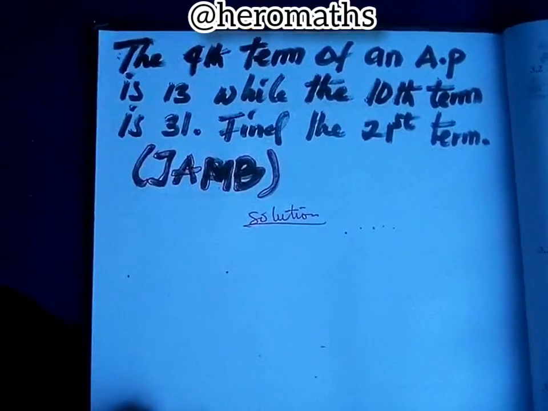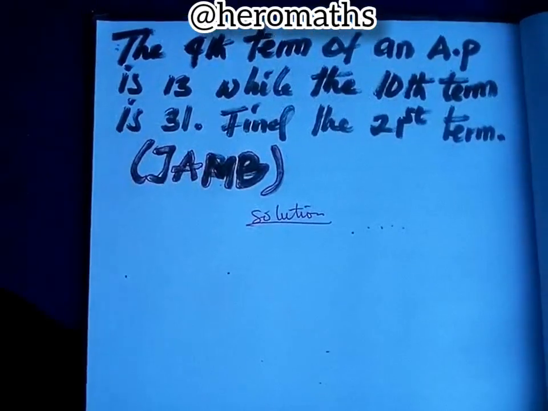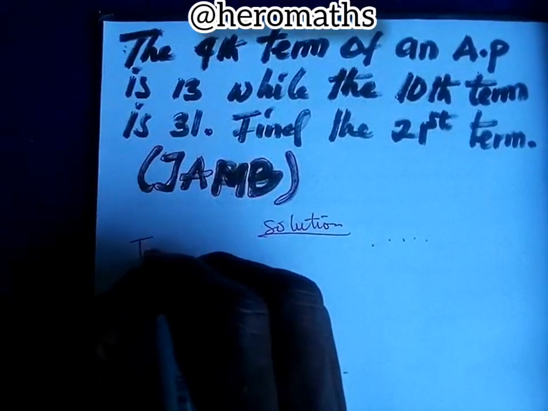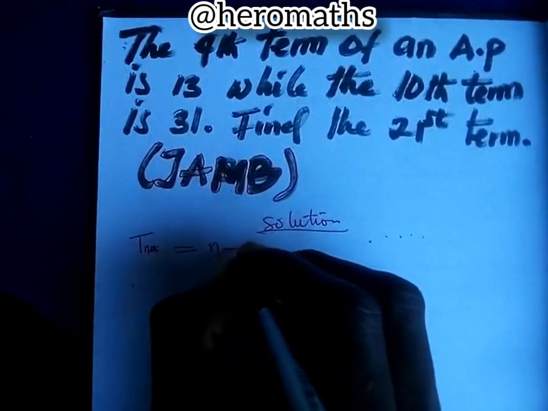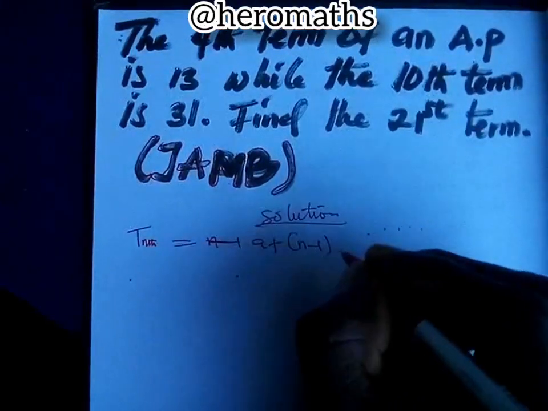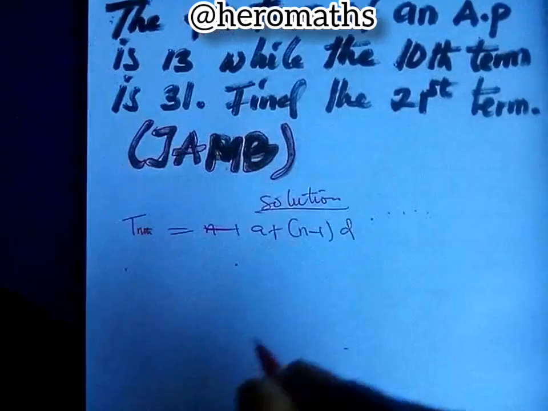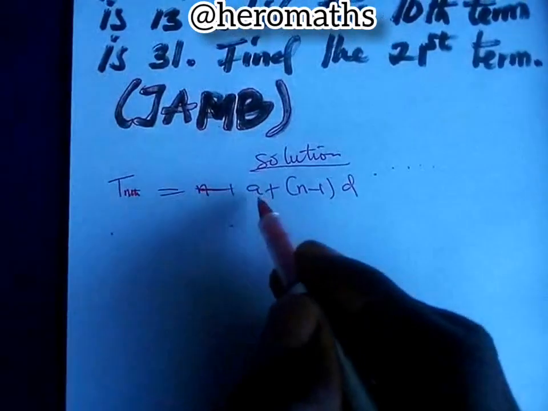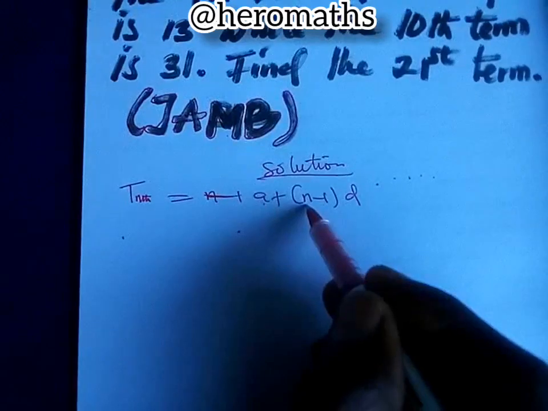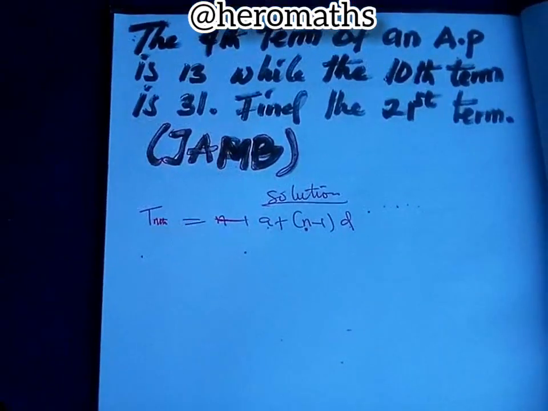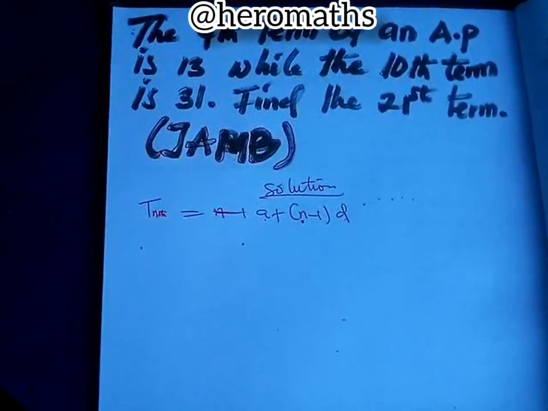So let us apply the general formula of an AP, which is Tn is equal to a plus open bracket n minus 1 close bracket d. Or you can also go back to the previous video. We have the first term, which is a, n is the number of terms, and d is the common difference. So now they say the fourth term of an AP is 13.